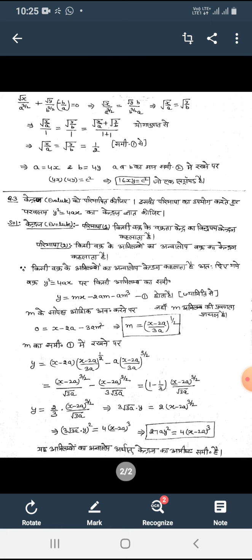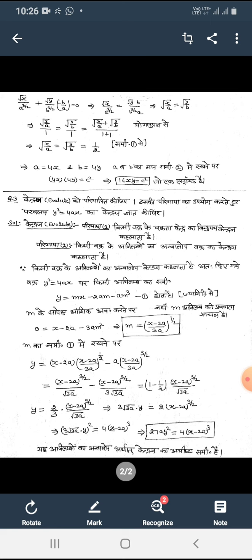Definition number 1: The locus of the center of curvature of a curve is said to be the evolute. Definition number 2: The envelope of the normals of a curve is said to be the evolute.